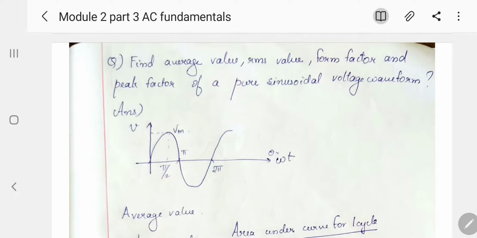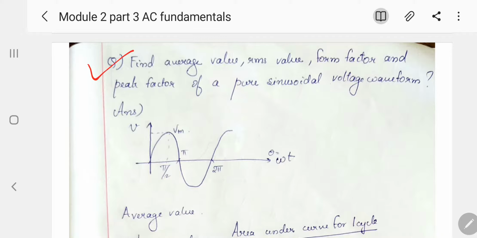Today we are going to discuss some problems related to average value, RMS value, form factor and peak factor of different types of waveforms. Let us consider first the basic waveform, pure sinusoidal waveform. So let us write down the question. Find the average value, RMS value, peak factor and form factor of a pure sinusoidal waveform.